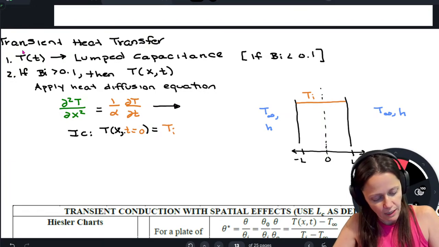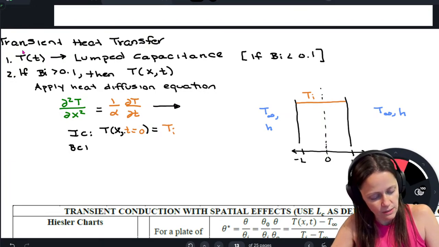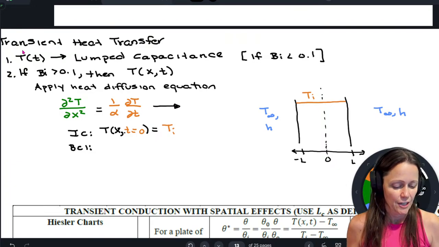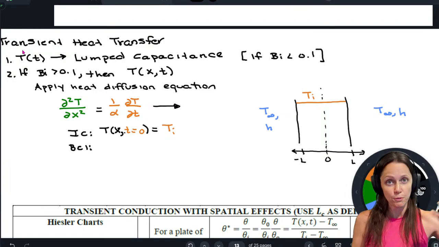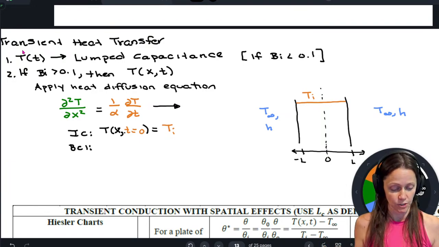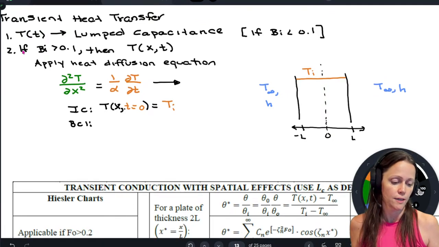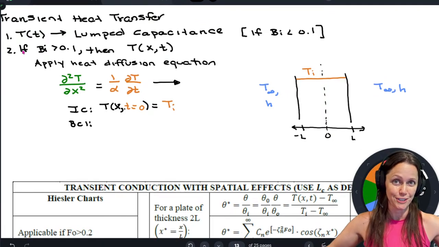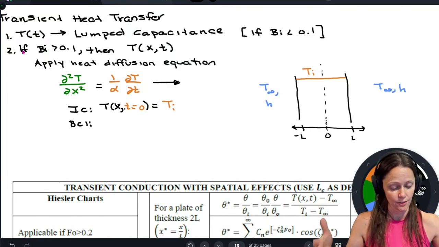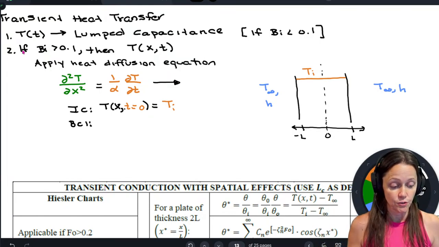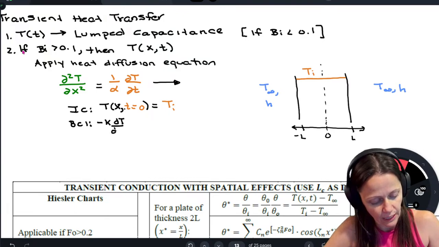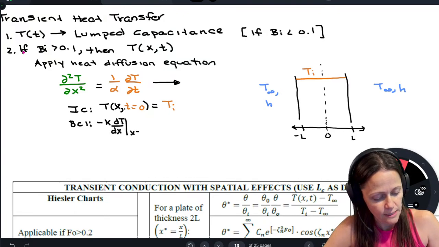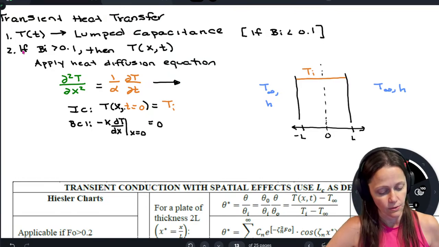Then we'll need a couple of boundary conditions. The boundary conditions tell us what's going on at the boundary. Initially it's all at some uniform temperature Ti, and then we flip a switch and expose it to convection. Because we've got symmetrical boundary conditions, the same convection on either side, we can take advantage of thermal symmetry and say there's no conduction right at x equals 0. So negative k dT/dx at x equals 0 is just going to be 0.